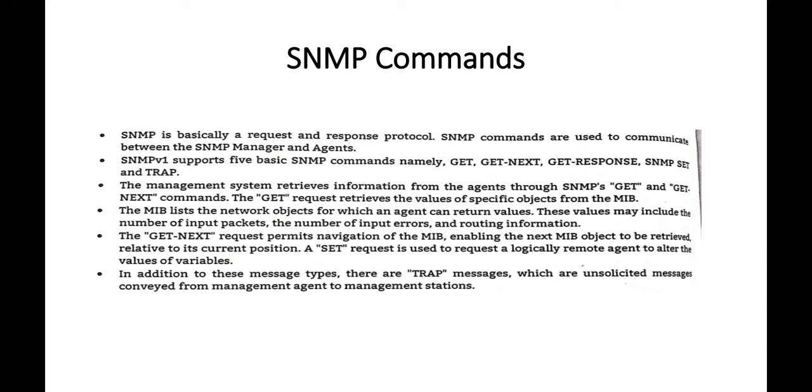SNMP version 1 supports 5 basic commands, and they continue in version 2 and version 3 also: get, get next, get response, set, and trap. These are the 5 commands with which communication is performed between the manager and agent. The management system retrieves information from the agent through SNMP get. What is the importance of the get command? If the manager wants some information from the agent, at that time it uses the get command. That is why it is said that the management system retrieves information from the agent through SNMP get.